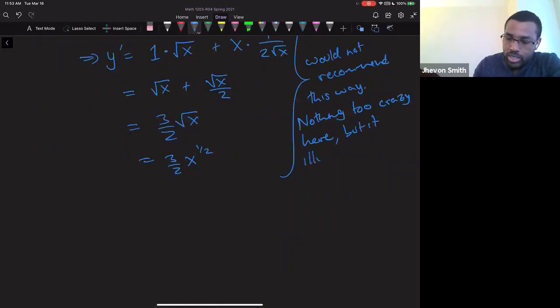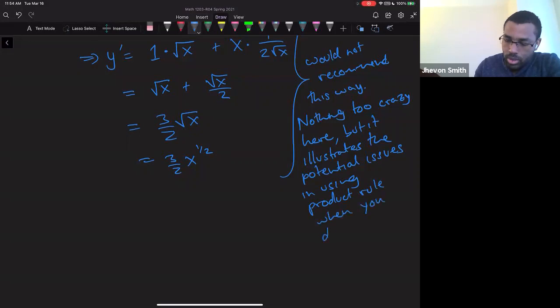So it illustrates the potential difficulty or potential issues in using product rule when you don't have to.